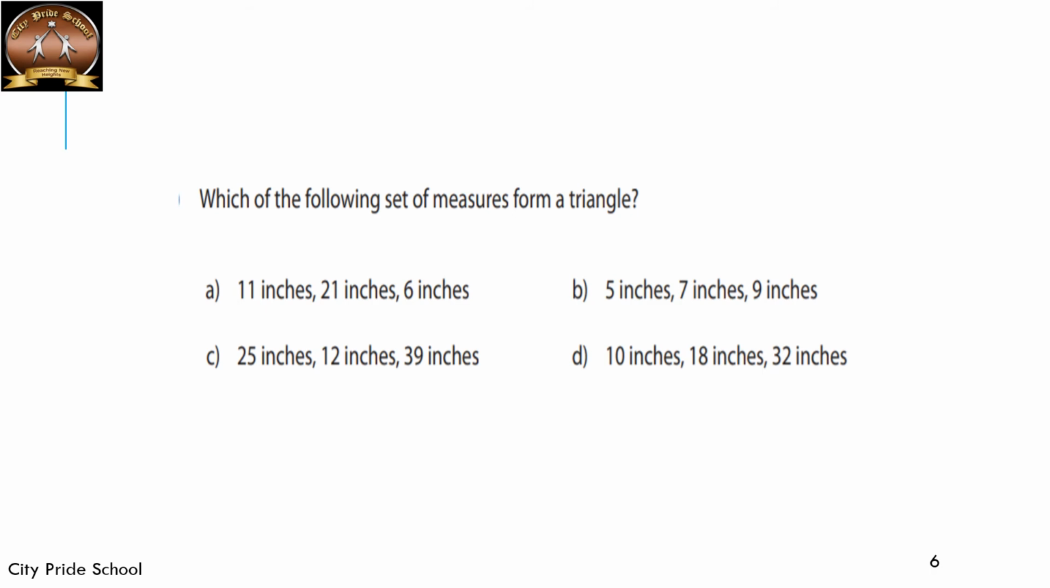I will explain the third one also. In the third one, 25 inches, 12 inches and 39 inches are the sides given to you, and you have to identify whether it is forming a triangle or not. So first I will add the first two sides. 25 plus 12 is 37, which is greater than 39, is it? No, it is smaller than 39 inches. That means it is not forming a triangle. In the first step itself we are getting the answer. That means it is not forming a triangle.